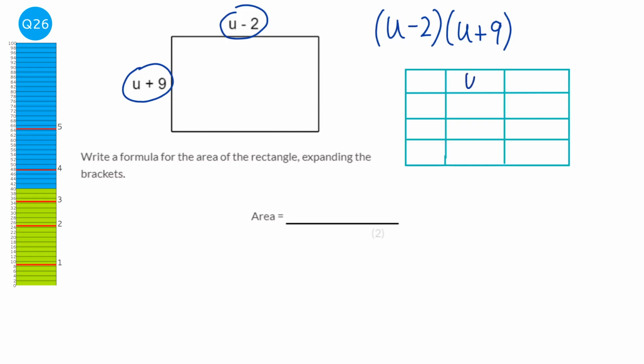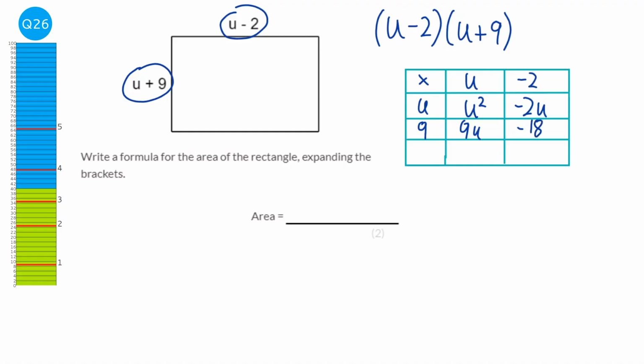And so we've got u minus 2, and we're multiplying it by u plus 9. Don't want too many for some reason. And so we've got u times u, which is u squared, u times minus 2, which is minus 2u, 9 times u, which is 9u, and 9 times minus 2, which is minus 18.